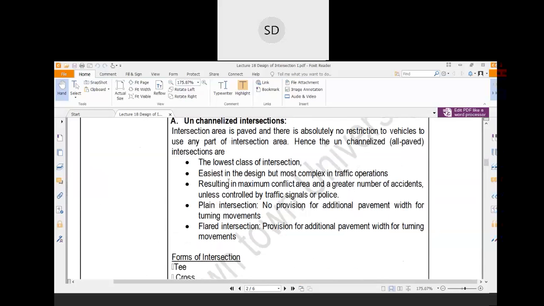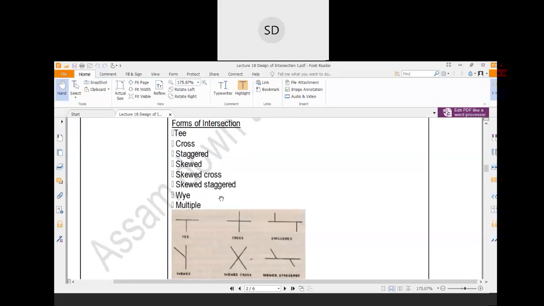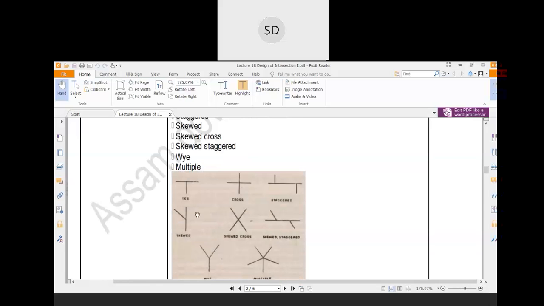So these are the lowest class of intersection. It is easiest in design but very difficult in traffic operation. An unchannelized intersection you can design only in the case when your traffic volume is very much lesser for that intersection. Now there are different forms of unchannelized intersection like T, cross, staggered.